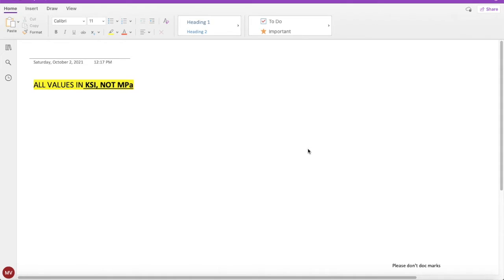After solving the problem, I've realized I've answered all the units in megapascals. They are supposed to be in kilopounds per square inch. So just ignore megapascals. All the units are in kilopounds per square inch. Thanks.